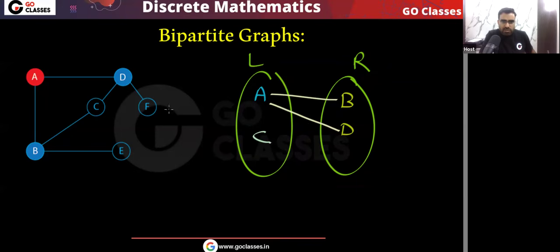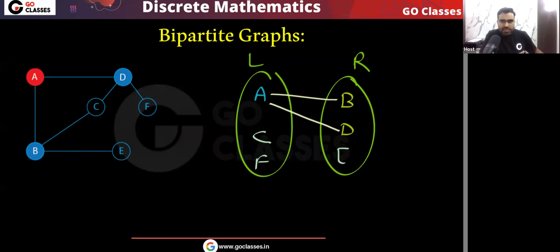Now where to put this vertex F? I cannot put vertex F here, because then there is an edge between D comma F. So let me put vertex F here. Now there is nothing wrong, everything is fine, because all these vertices A, C, F are non-adjacent. There is no edge between A, C, F. And where to put this vertex E? I cannot put it here, because B comma E are adjacent.